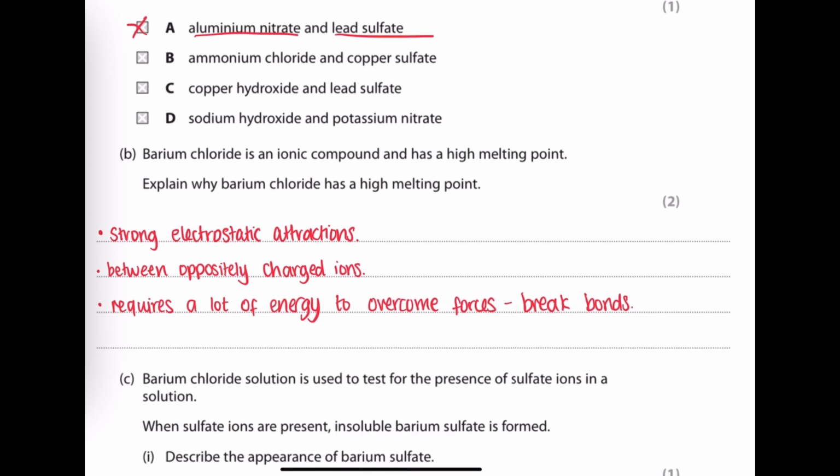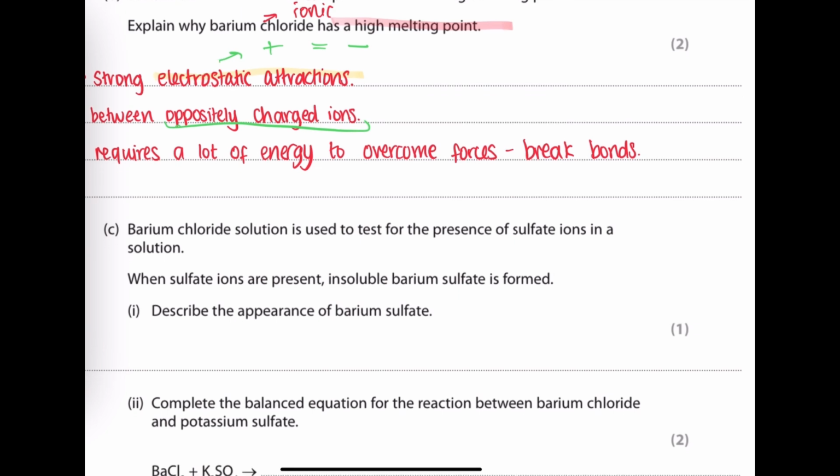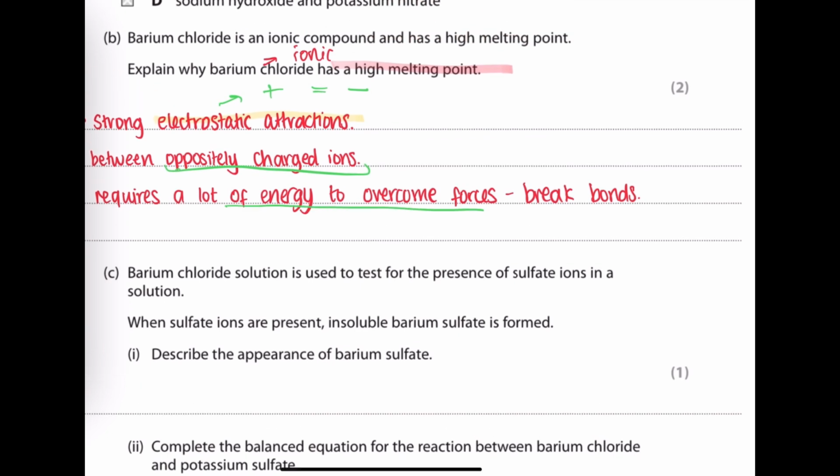B. Barium chloride is an ionic compound and has a high melting point. Explain why barium chloride has a high melting point. This is again the same as the first question. Because we know it's barium and chloride, we know that this is ionic bonding because it is a non-metal bonded with a metal. So we know that there is strong electrostatic attraction. Electrostatic basically just means a positive is attracted to a negative. And this is between oppositely charged ions, so it requires a lot of energy to overcome these forces and to be able to actually break these bonds.